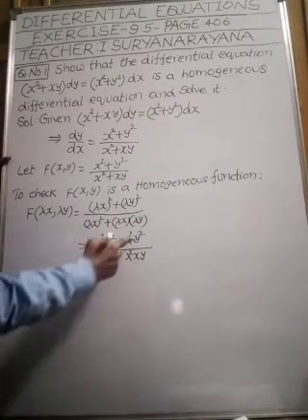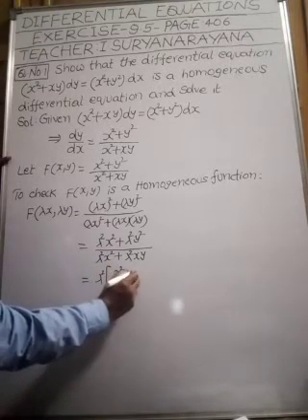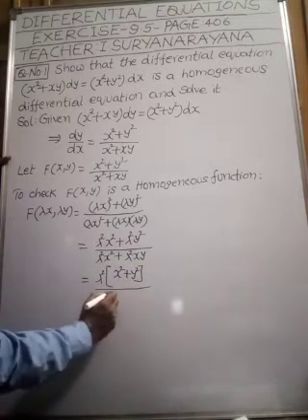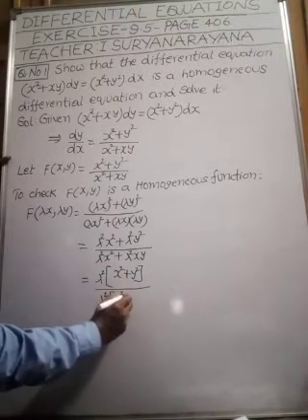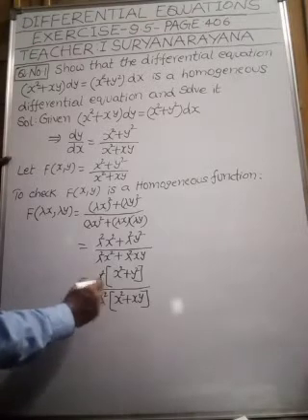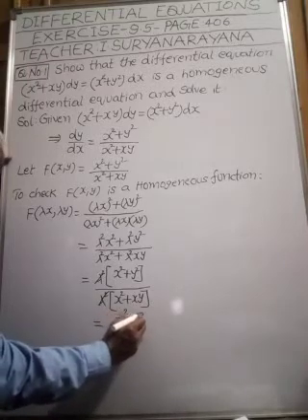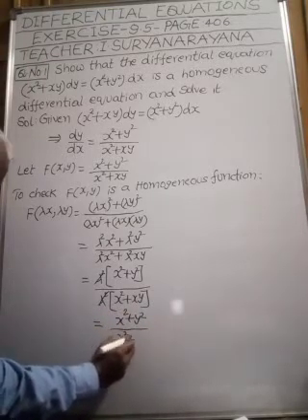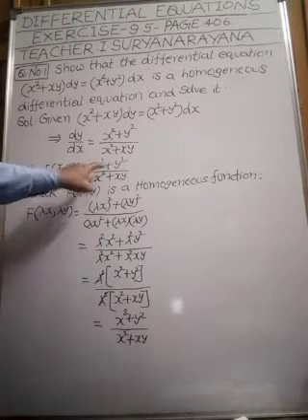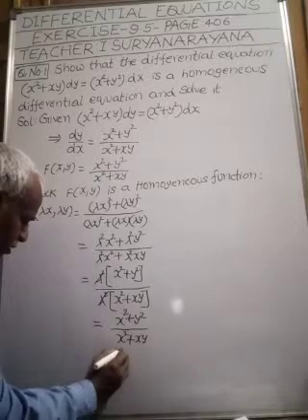Right. Now let us take lambda square common in the numerator. What will you get? x square plus y square by, here also in the denominator, let us take lambda square common. Then what will you get? x square plus xy. Understood this step, my children? Right. Here lambda square gets cancelled. Then what will you get? Finally x square plus y square by x square plus xy. This is nothing but f of x comma y. Yes or no, my children?